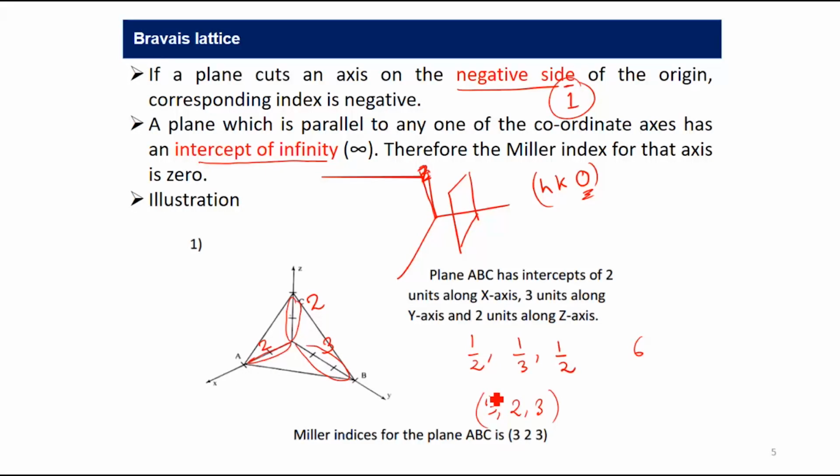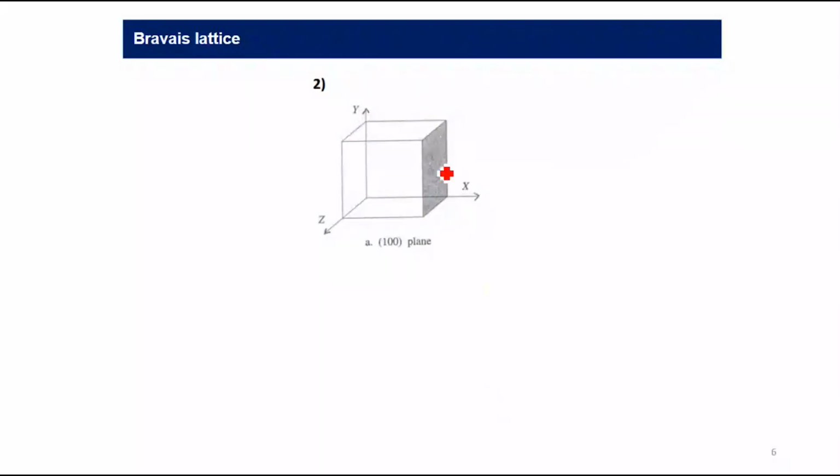3, 2, 3. Okay. Let's say you have a plane like this. So this is neither intersecting the y-axis nor intersecting the z-axis. So that means the y and z coordinates, that means k, l, n will be 0. And it is intersecting the x-axis at some point which we don't know. But we are putting this 1.